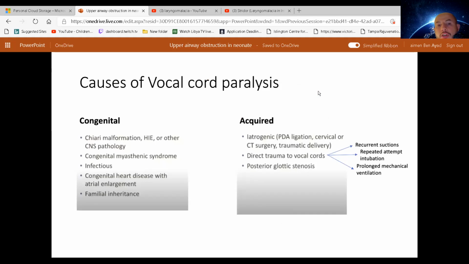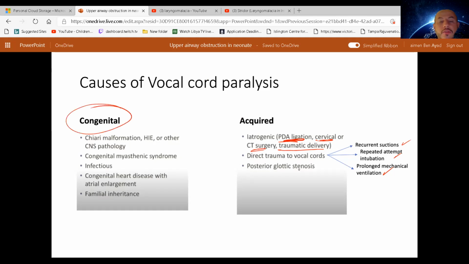The cause of vocal cord paralysis is mainly acquired. Mainly what? Mainly acquired, yes. It happens iatrogenically, secondary to PDA ligation or any cervical surgery, secondary to traumatic delivery, direct trauma to the vocal cord from recurrent suction, from repeated and unsuccessful intubation, or from prolonged placement of the baby on mechanical ventilation.